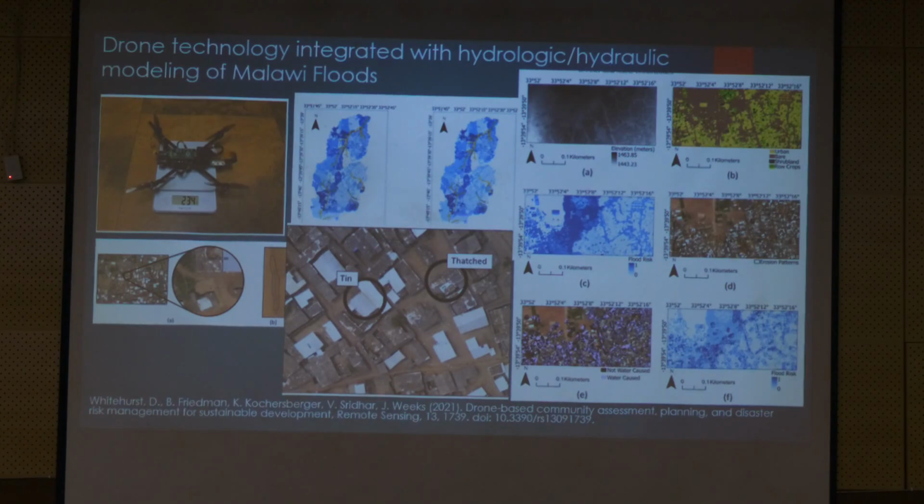So, we are able to use the drone technology and hydrology model to make decisions about how to help people decide on the disasters, and help them during the disasters.